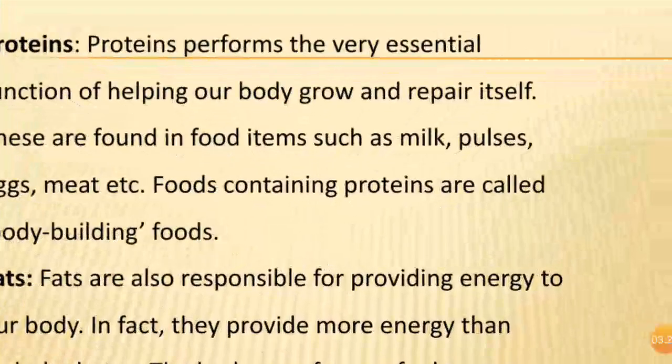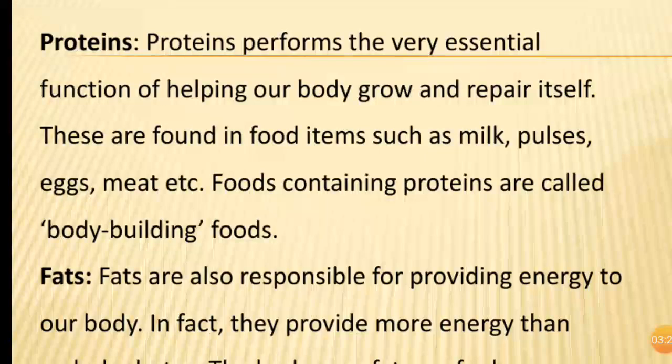Proteins. Protein performs the very essential function of helping our body grow and repair itself. So many times our body repairs itself, right? We cannot go for small things to the doctor every time. These are found in food items such as milk, pulses, eggs, meat, etc. Foods containing proteins are called bodybuilding foods. Everybody understand? Proteins are bodybuilding foods. That means milk, milk products, meat, eggs, fish, pulses.